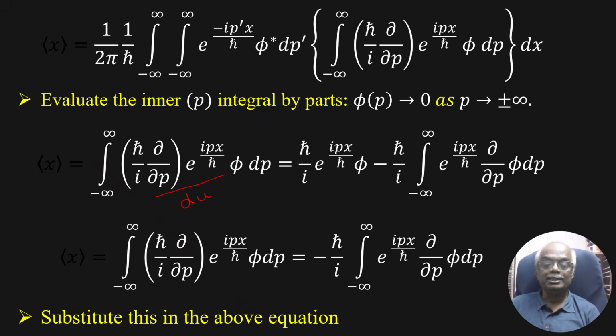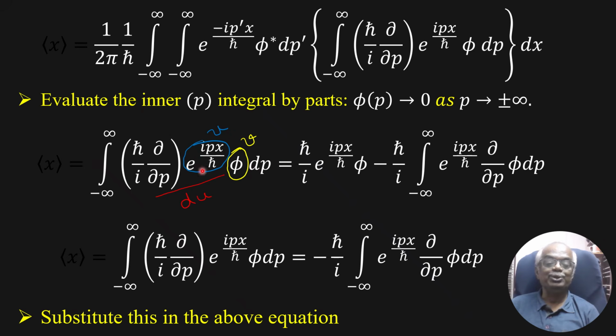That means this is u, and this one is pi. Sorry, this is v. Pi is v. Now apply integration by parts. There is a multiplicative factor h cross over i. So h cross over i, uv, where u is this exponential term and v is pi, minus v du. Sorry, minus u dv.